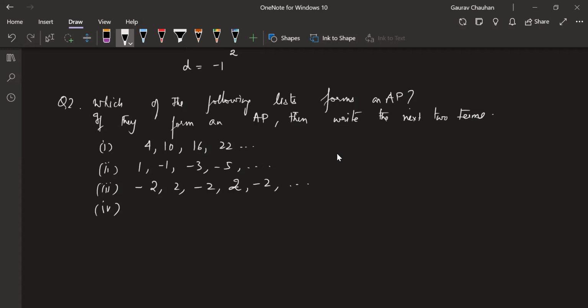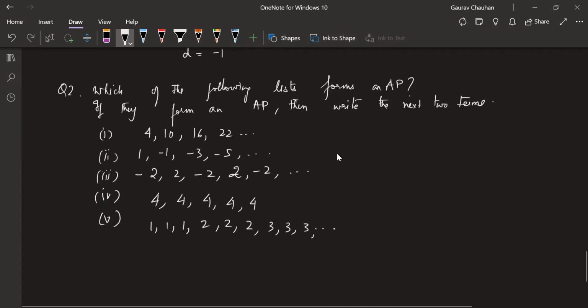Fourth question is 4, 4, 4, 4, 4, 4. Actually, let's stop the dot, dot, dots. Too many dot, dot, dots. Let's take some finite APs also. 1, 1, 1, 2, 2, 2, 3, 3. And let's write one more. Let's make it a little interesting.